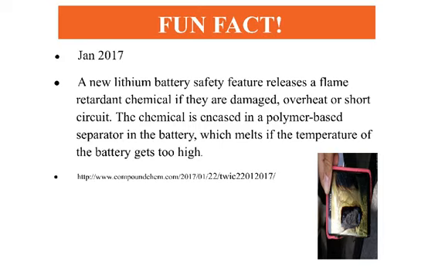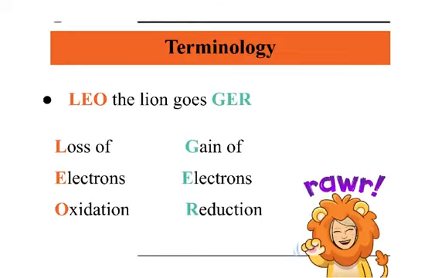So if the battery or the phone were to overheat or short circuit, this chemical would come out of a polymer-based separator in the battery, and it melts if the temperature of the battery goes too high and then releases the chemical. So they put that into place, and you know all about polymers now too.